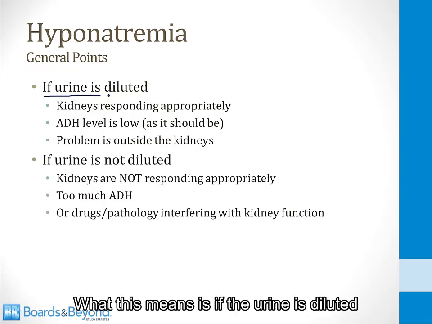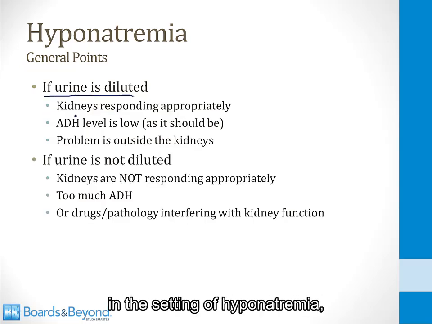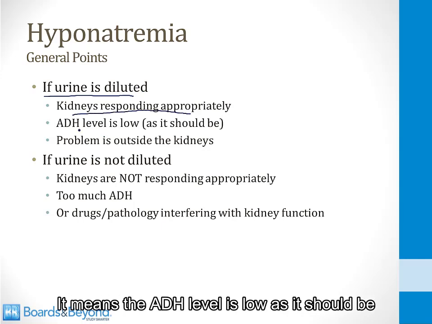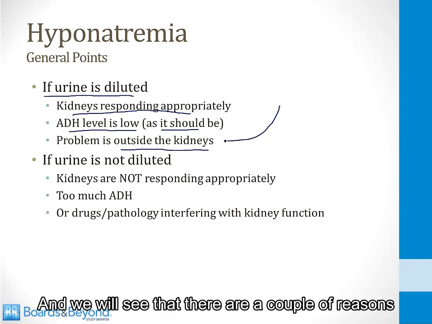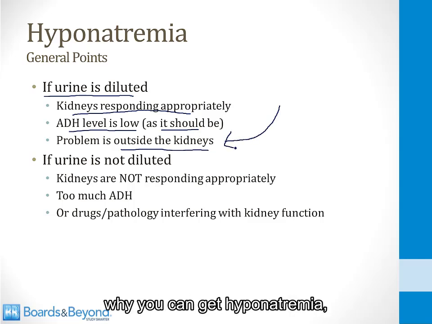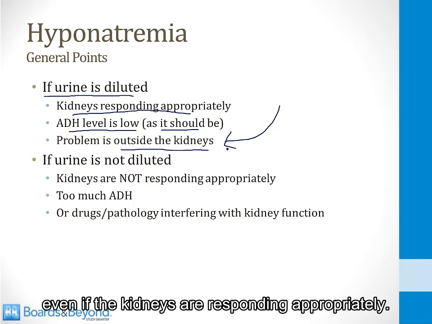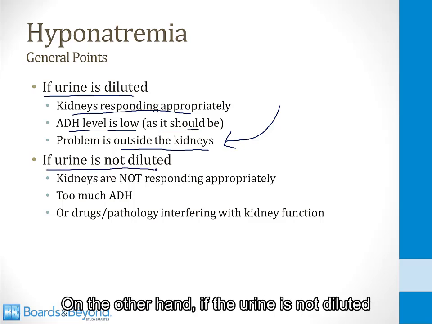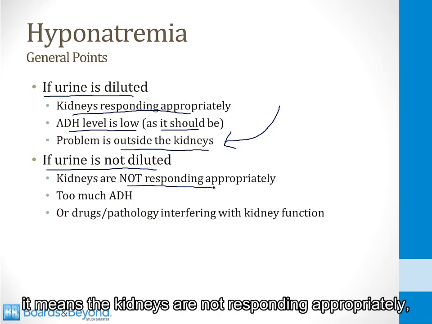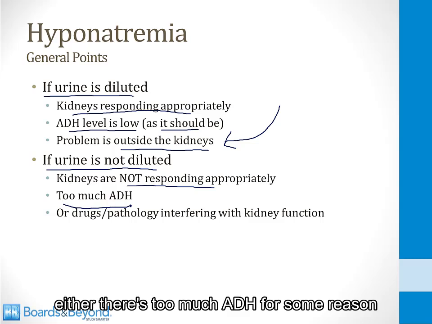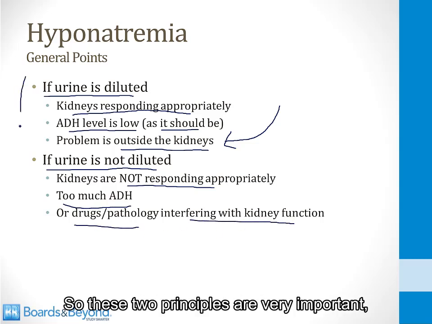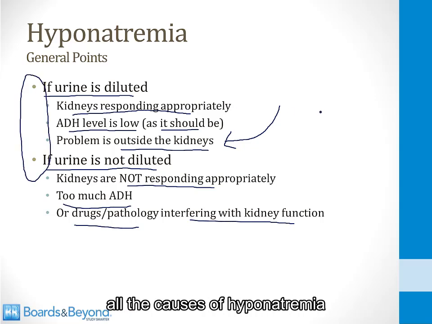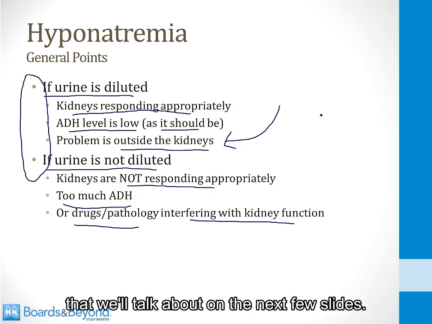What this means is if the urine is diluted in the setting of hyponatremia, then the kidneys are responding appropriately. It means the ADH level is low, as it should be, and the cause of the hyponatremia must lie outside the kidneys. And we will see that there are a couple of reasons why you can get hyponatremia even if the kidneys are responding appropriately. On the other hand, if the urine is not diluted, it means the kidneys are not responding appropriately. Either there is too much ADH for some reason, or drugs or pathology are interfering with the kidney function. So these two principles are very important. They can help you understand all the causes of hyponatremia that we'll talk about on the next few slides.